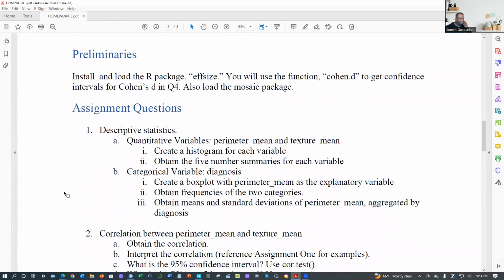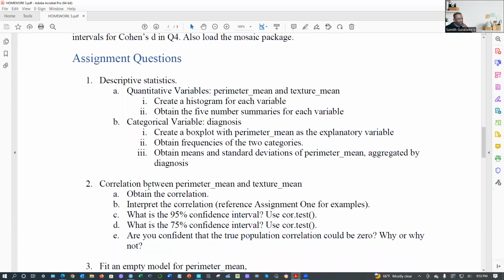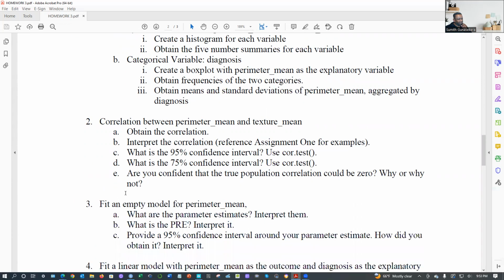So, descriptive statistics: perimeter mean, texture mean. Create a histogram for the perimeter mean and texture mean. Interpret the correlation between the perimeter mean and the texture mean. Then you have to find the confidence interval for the correlation too. I'm going to come to that too.